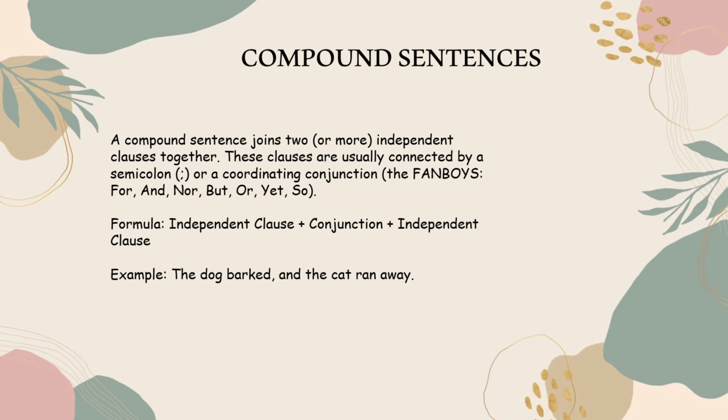There are two independent clauses joined by a conjunction or a semicolon. The example of this is "the dog barked and the cat ran away." You can see "and" here is the coordinating conjunction, which tells you that this is a compound sentence.